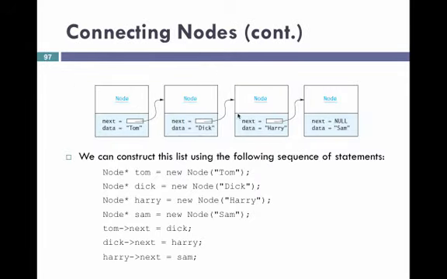This slide shows the C++ instructions to build a linked list that looks like the list that's pictured here. The first four statements construct new nodes with the given strings Tom, Dick, Harry, and Sam. When we construct these nodes, their next values are initially the null pointer. So after these four statements, we have four nodes with local variables Tom, Dick, Harry, and Sam.